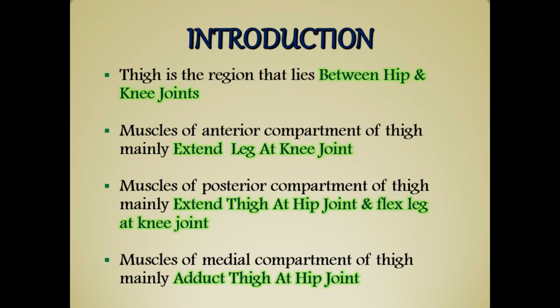So medial compartment is adductor of hip joint. A posterior compartment extends thigh and it is extensor of hip joint and flexor of knee joint, whereas the anterior compartment is extensor at the knee joint.